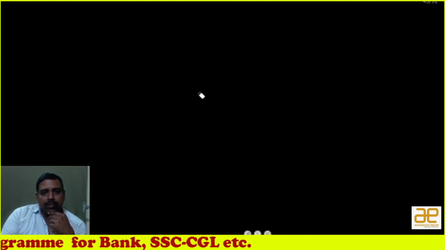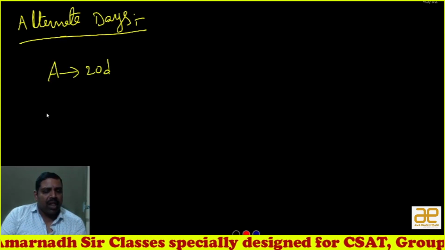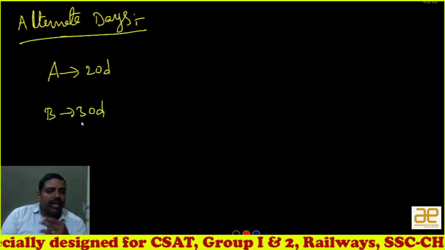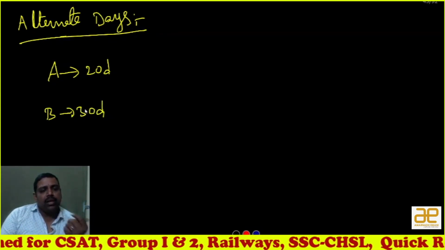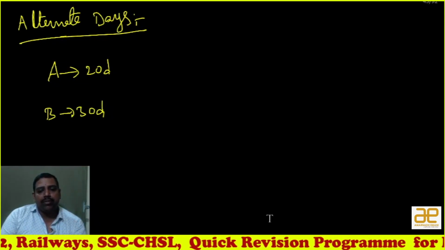Now the topic is alternate days. How do we solve the problems of alternate days? First, we should know what is meant by alternate days. What we have to observe is, suppose A can do a piece of work in 20 days, whereas B can do the same piece of work in 30 days. They started working on alternate days. In how many days will the work be completed? That is what the question is.